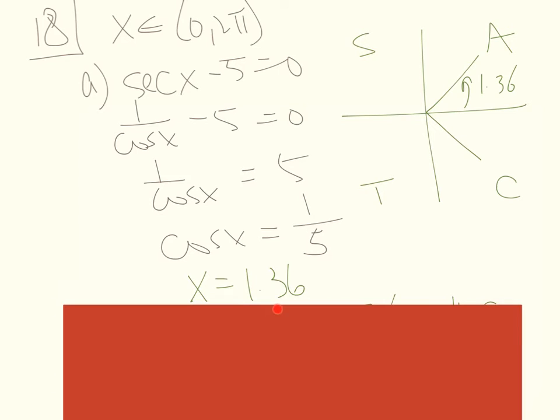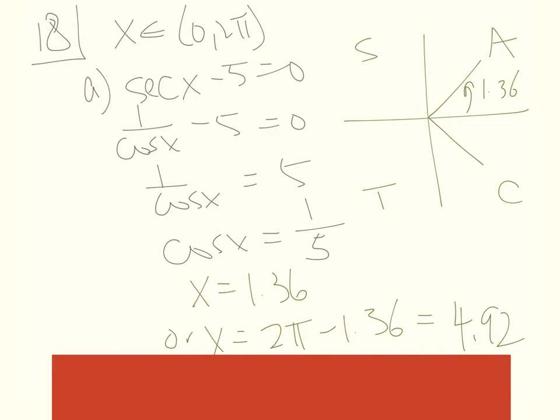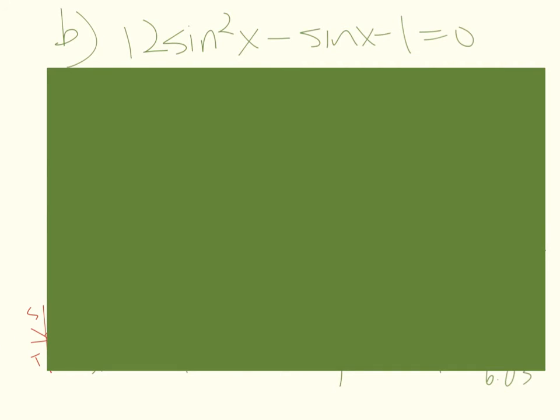The inverse cos of 1/5 is 1.36, so that means that the related angle is 1.36. So our first angle will be 1.36. Our second angle will be 2 pi minus 1.36, or 4.92. So this would be the angle going all the way around here, 4.92 radians. Good job.